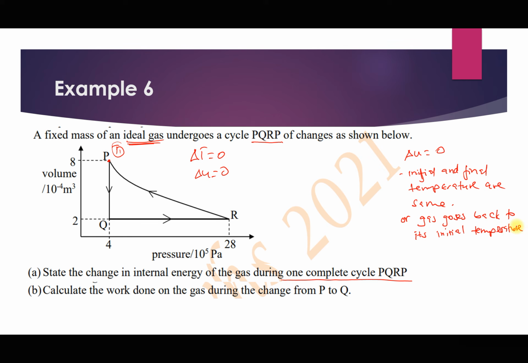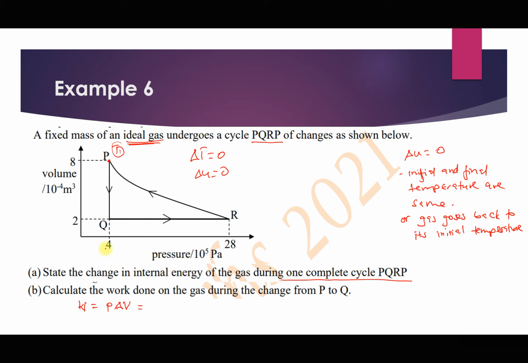Then calculate the work done on the gas during the change from P to Q. So P to Q, you see that the volume is decreasing. So a decrease in volume means the gas is being compressed. We can predict that the work done is going to be positive. So the work done is equal to pressure times change in volume.